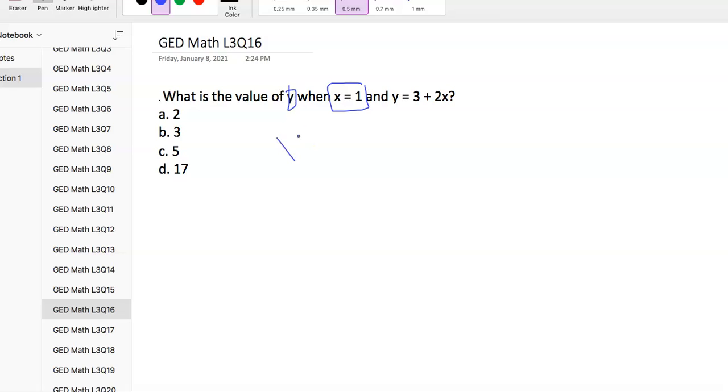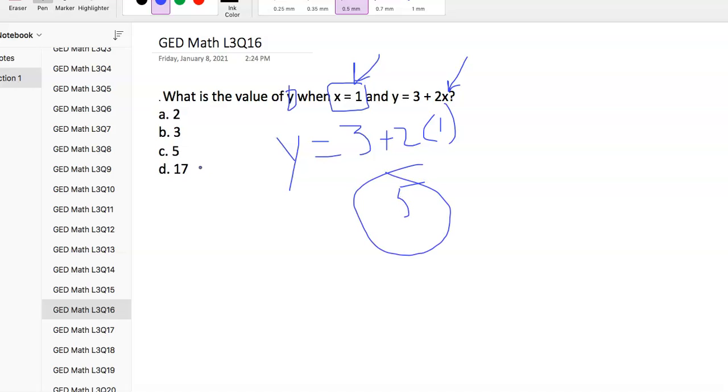Okay, so y is 3 plus 2, and then they said x is 1, right? So I'm just taking this right here, putting it there. 2 times 1 is 2, 3 plus 2 is 5. That's all you gotta know.